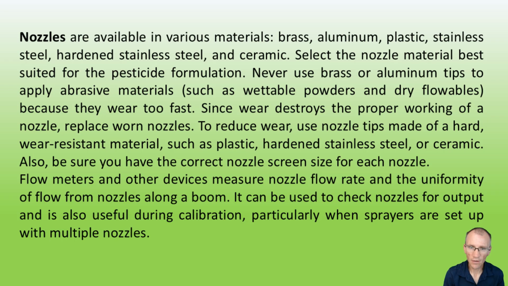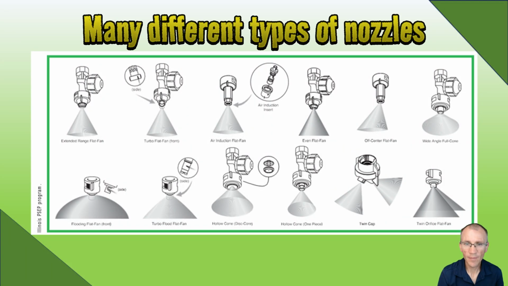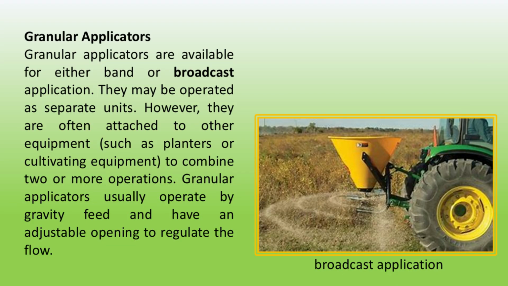Flow meters and other devices measure nozzle flow rate and the uniformity of flow from nozzles along a boom. It can be used to check nozzles for output and is useful during calibration, particularly when sprayers are set up with multiple nozzles. This image gives you a quick idea of just exactly how many different nozzle types there are. Again, the main thing when selecting a nozzle type is going to be the product you're using and the intended use of the application. Another type of applicator is going to be a granular applicator.